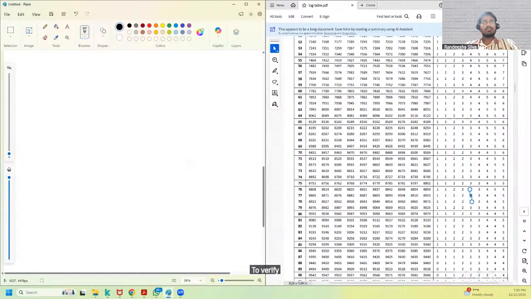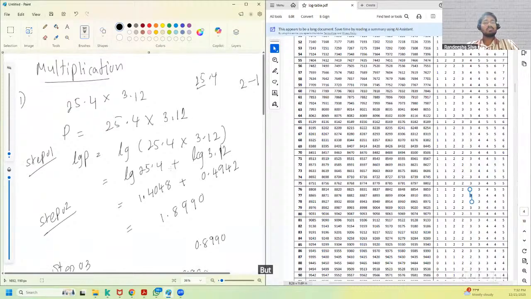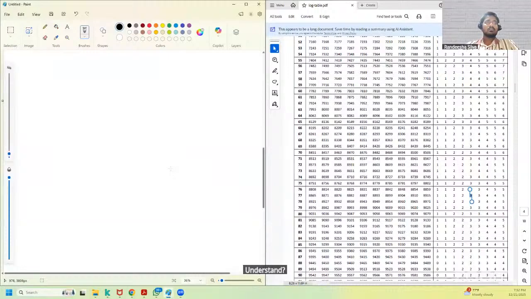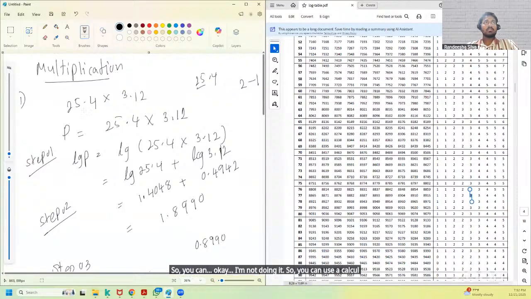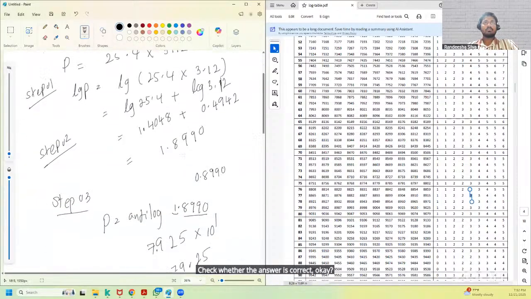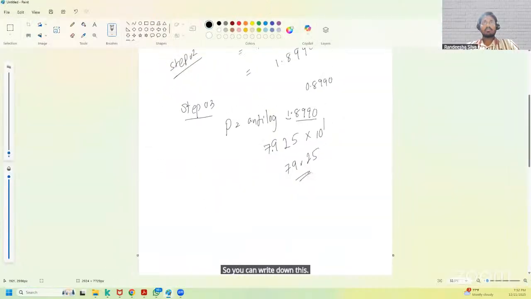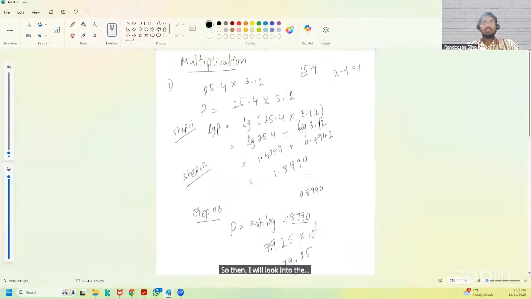To verify this, I will do it, this is not usually how it's done, but just to make you understand. Okay, I'm not doing it. You can use a calculator and check whether the answer is correct. So this is the first one, you can write down this. Then I will look into the division part as well. The multiplication part is here, so you can write down the multiplication and the first example like this.